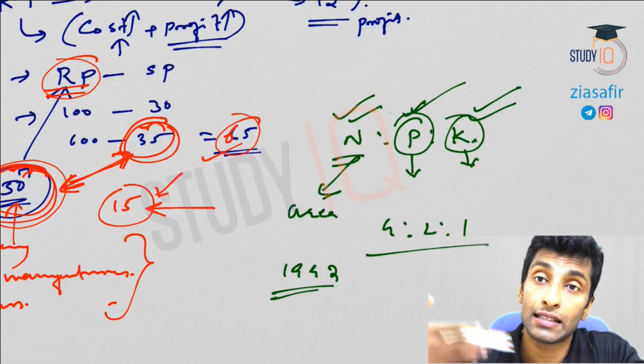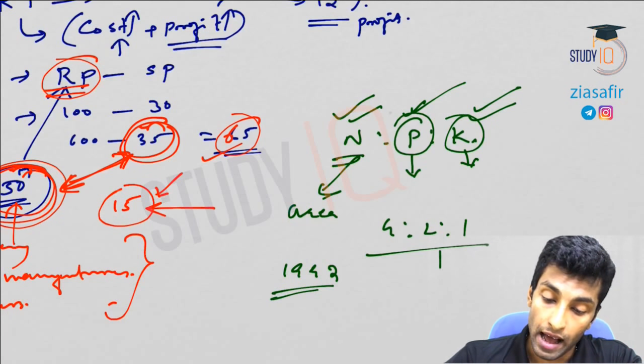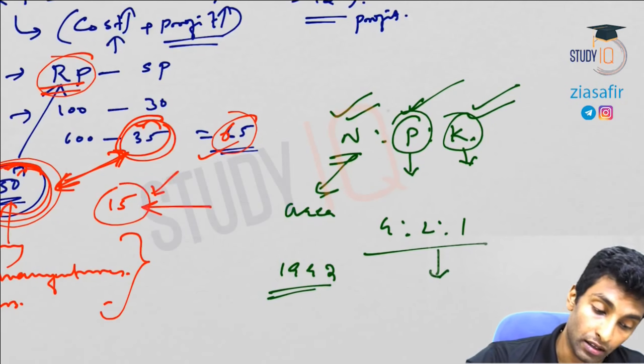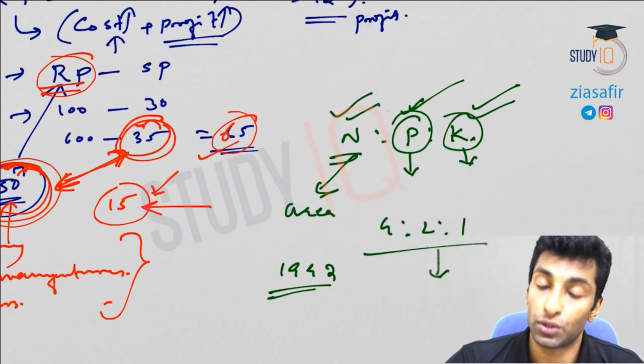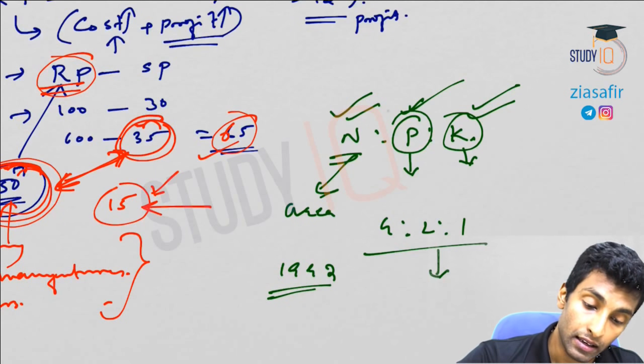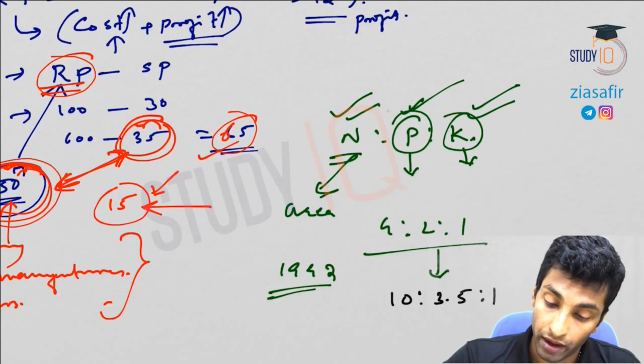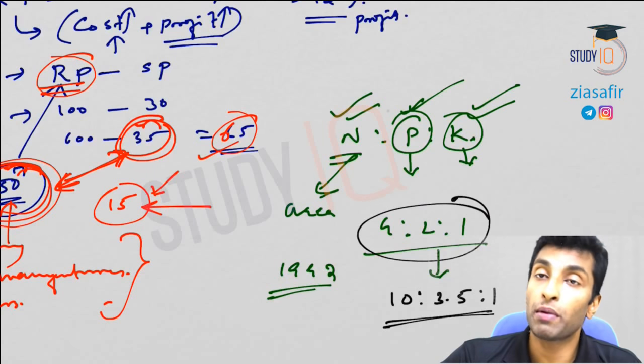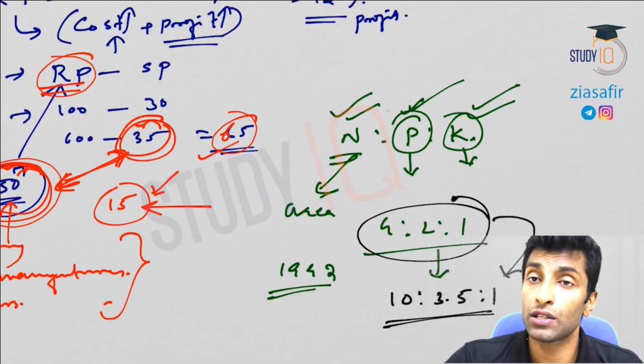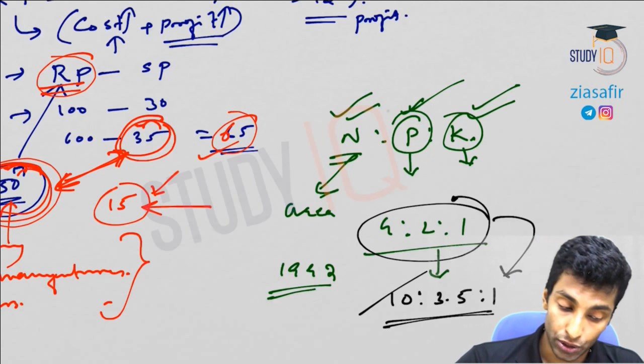So that led to excessive use of urea, and that led to wastage of resources. Now the current ratio is around 10:3.5:1, which is not a healthy ratio. So this is the optimum ratio, but now because of excess use of urea, this is what actually happened.